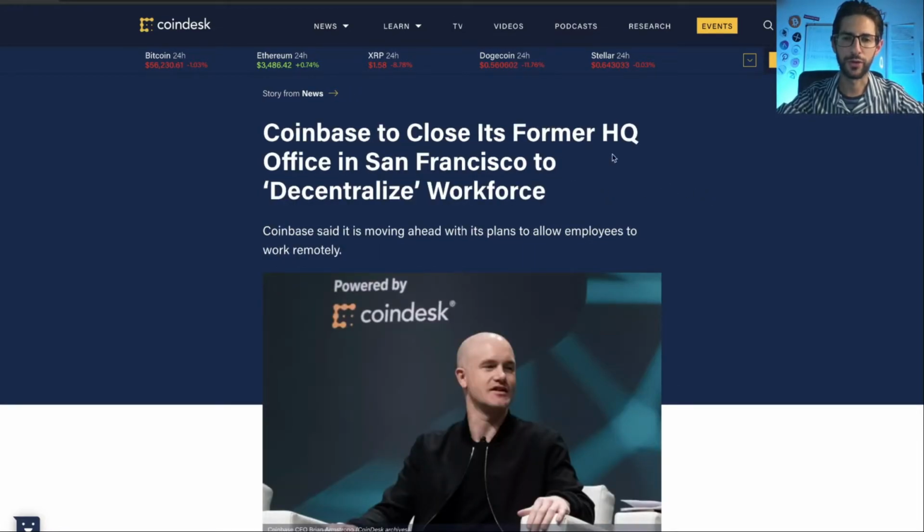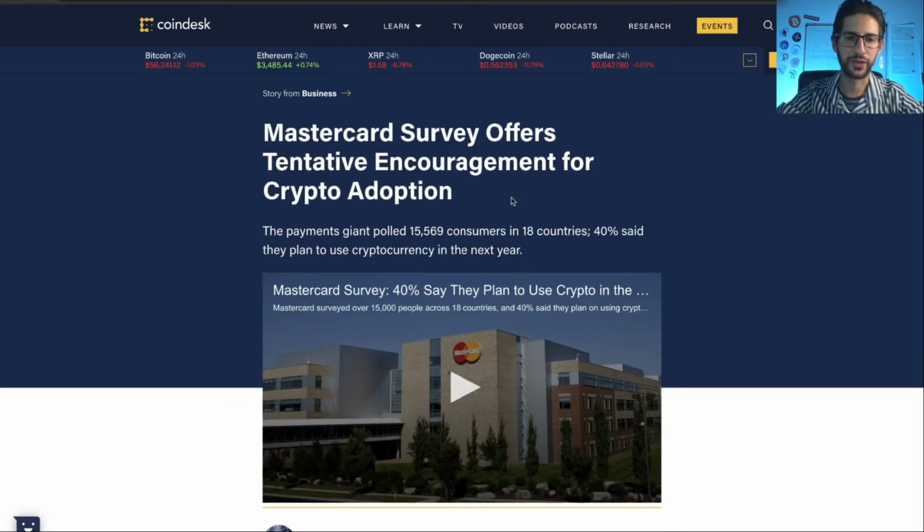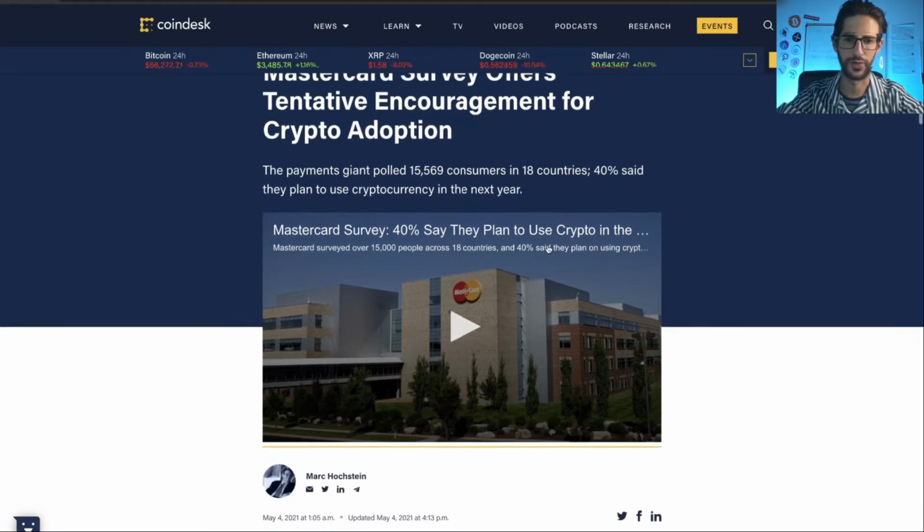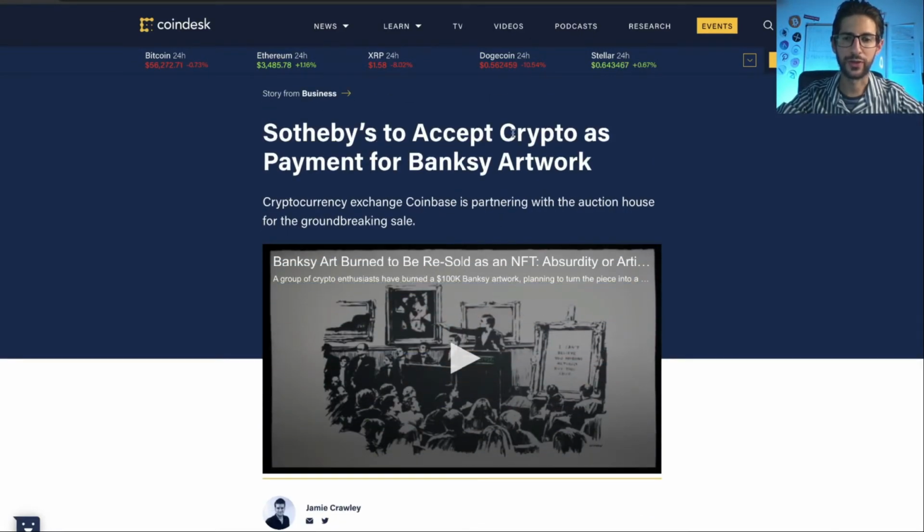Coinbase to close its former office in San Francisco to move to a decentralized workforce. This all came from the news of working remotely. MasterCard survey offers tentative encouragement for crypto adoption. The payments giant polled more than 15,000 consumers in 18 countries. 40% say they plan to use cryptocurrency in the next year. Sotheby's to accept crypto as payment for Banksy artwork. The cryptocurrency exchange Coinbase is partnering with an auction house for the groundbreaking sale.